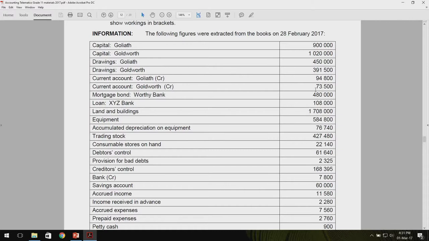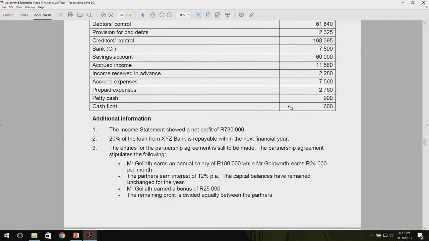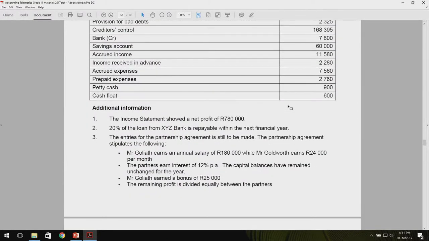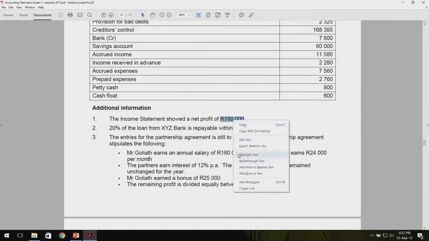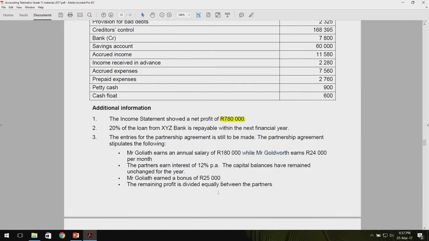The other information, I'm going to show you where to find it. Let's scroll down to the bottom of the page, the bottom of page 12. I hope you're finding it. Now, the information I showed you on top, that is what we're going to need. We're also going to need this information here. That's very important. We're going to need the net profit, so I'm going to highlight that for you quickly. That is what we're definitely going to need.